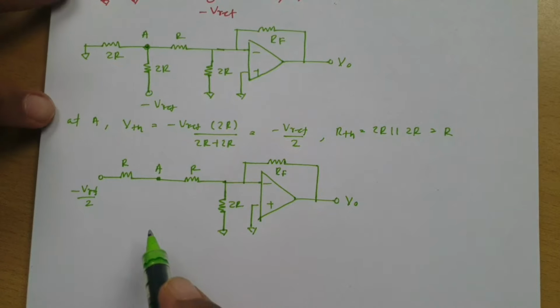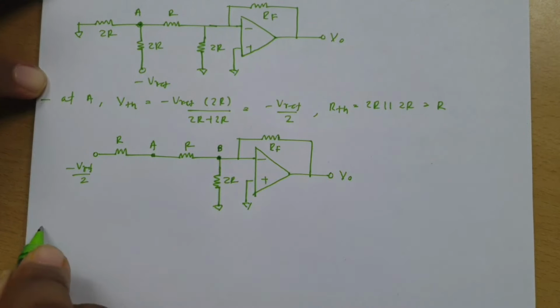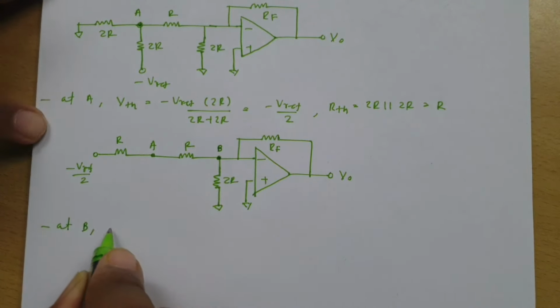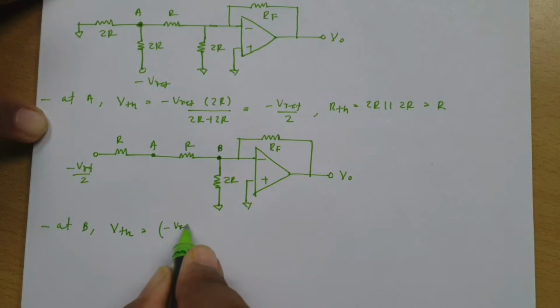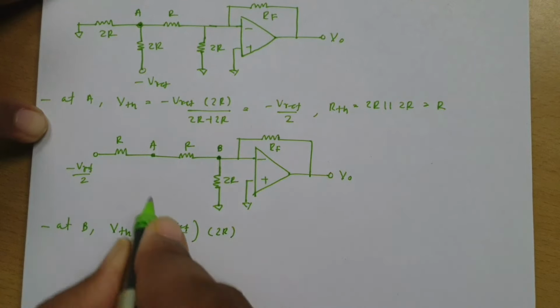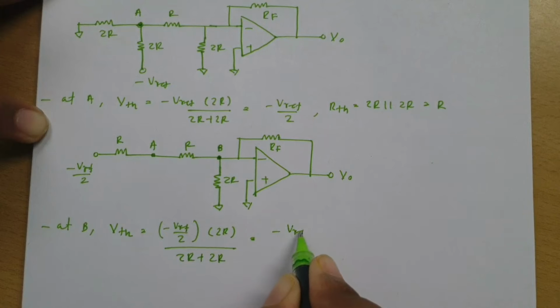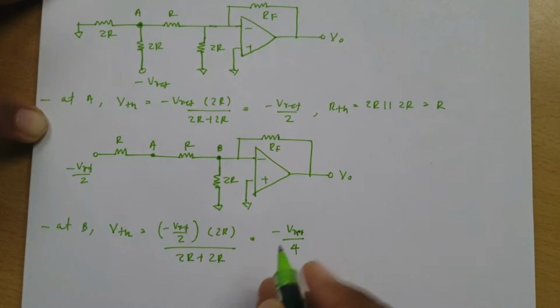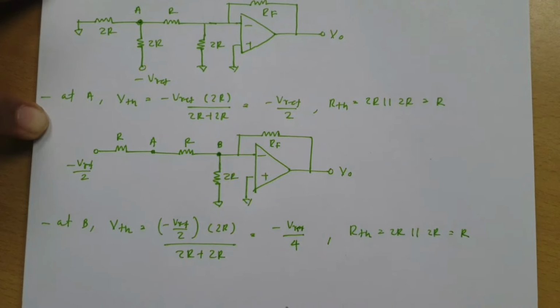And to simplify this network, again I need to consider this node, that is node B. So at B again we need to find VTH. So VTH is this voltage, minus V reference by 2, into 2R, divided by the equivalent of this R in series with R, that is 2R plus 2R. So that will be minus V reference by 4. And if you calculate RTH, RTH is 2R parallel 2R, so that is R only.